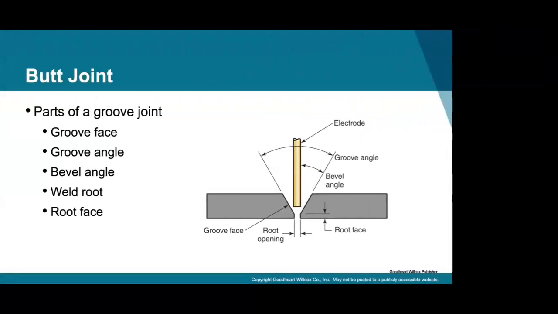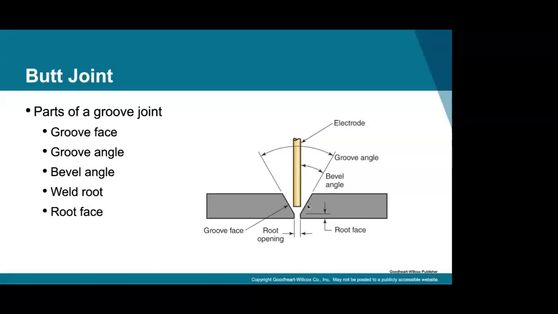All right, let's look at the parts of a groove joint. If we start from the inside out, the distance or the space between our 2 pieces of base metal is called our root opening. After that, if you look at the bevel that's on our base metals, that is called the groove face. That degree angle of your bevel is called your bevel angle.